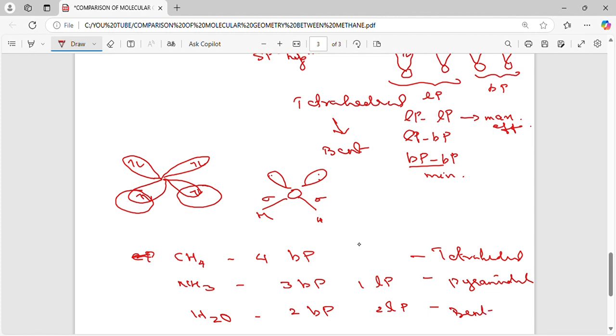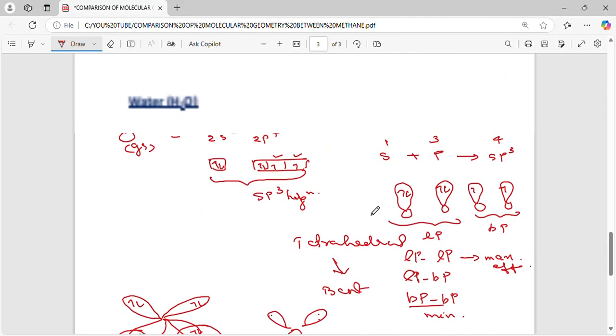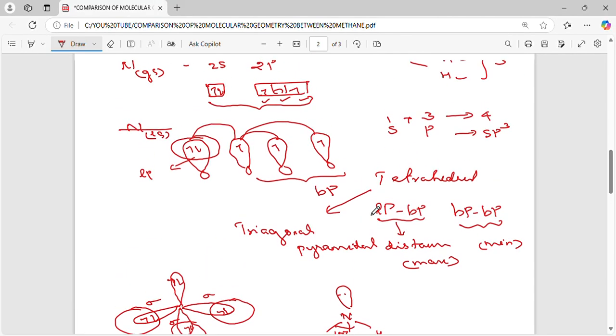So the bond angle is also different. Tetrahedral is 109.5 degrees, pyramidal is 107 degrees, and bent is 104.5 degrees. This is because of the repulsion: lone pair-lone pair repulsion in water, lone pair-bond pair repulsion in ammonia, and bond pair-bond pair repulsion in methane. So this is how we explain the molecular geometry of these 3 molecules using hybridization as a concept. So I hope you understood.